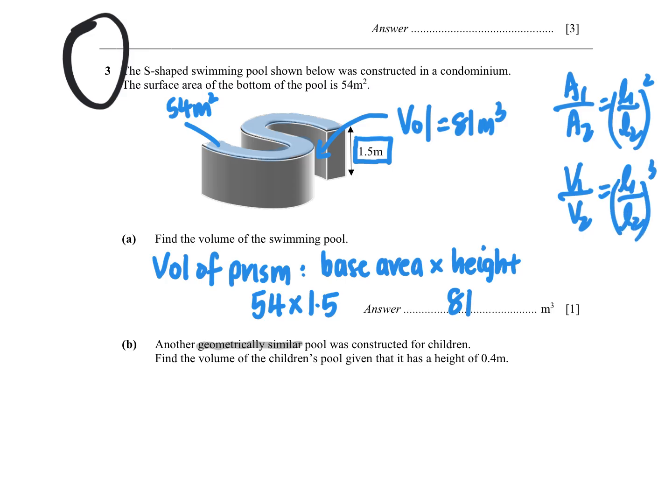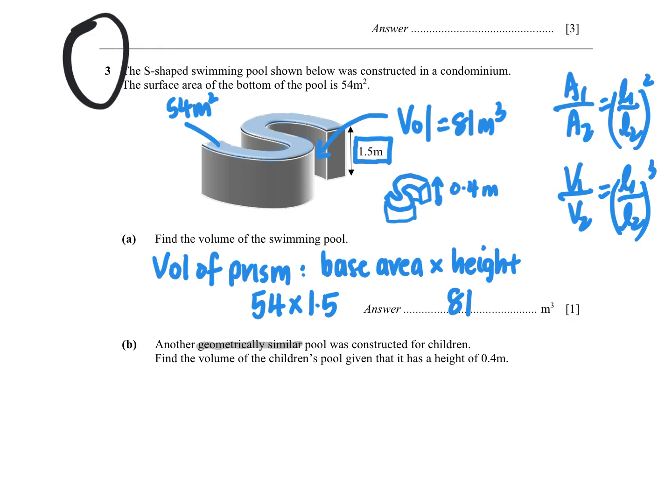So now they say, find the volume of the children's pool. So imagine you have a smaller pool that is of a certain height, something like that. But the height is 0.4. That's what they are trying to tell you. So they say, can you then tell me what's the volume of the children's pool?